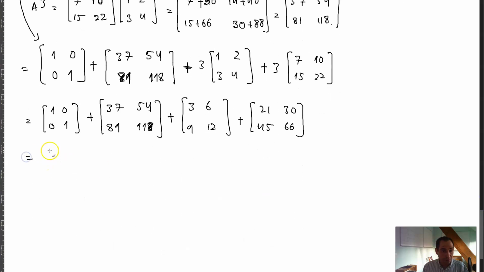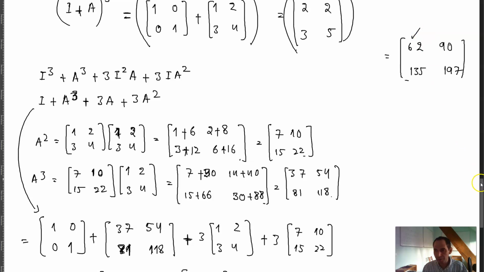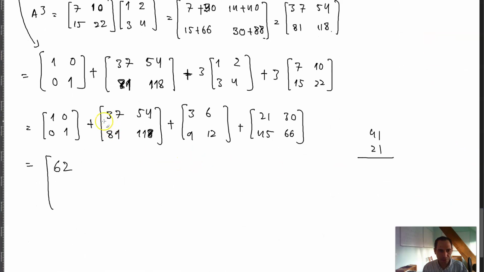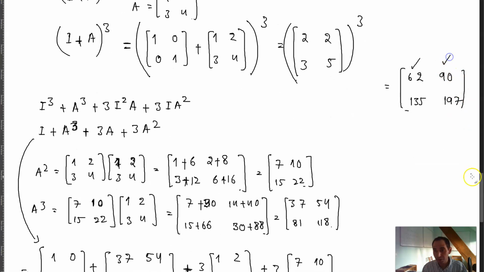and then you have, so you have 1 plus 37 is 38. 38 plus 3 is equal to 41. 41 plus 21 is equal to 62. So far, I think we have no problem. Okay. Then we have 54 plus 6 is equal to 60. 60 plus 30 is equal to 90. And here we have no problem either.